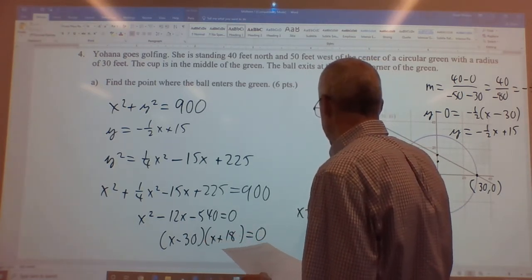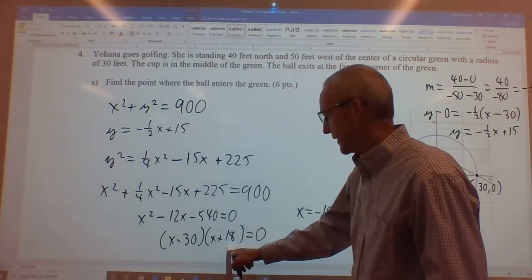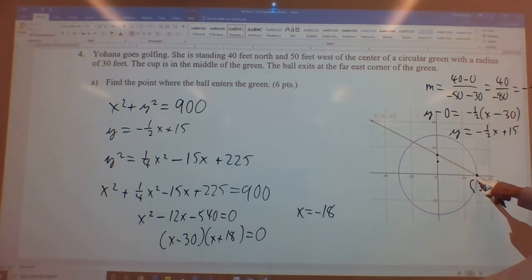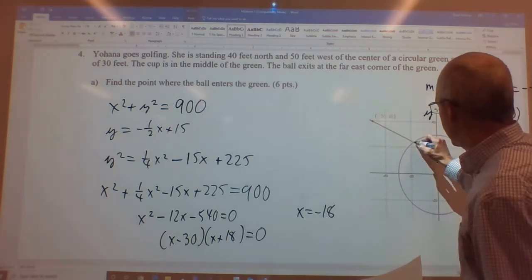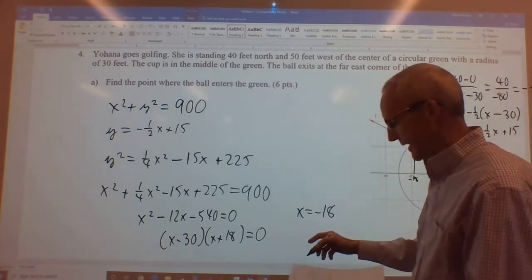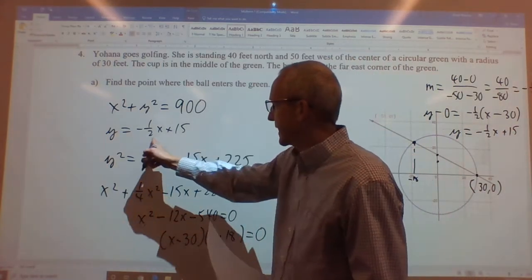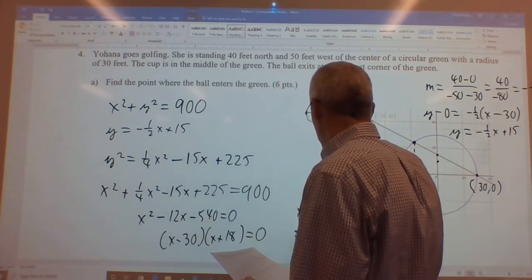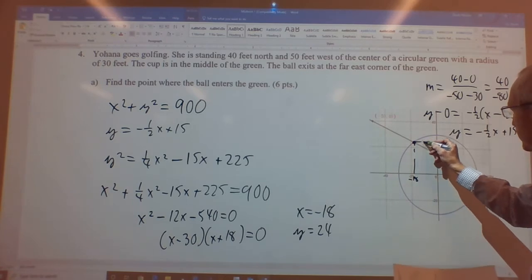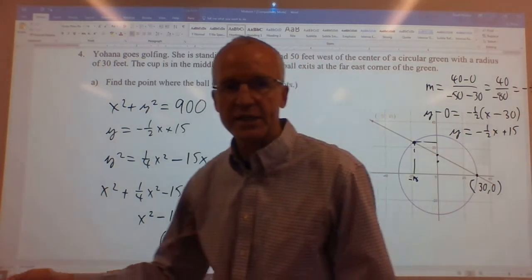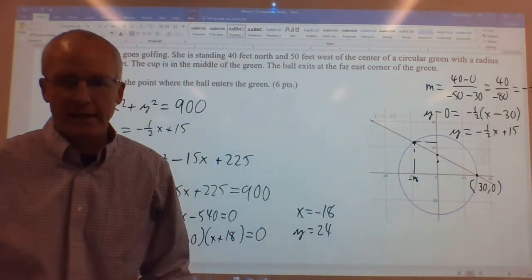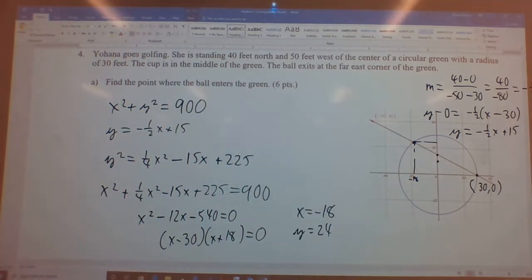So x then is negative 18, right? Negative 18, and the other x is 30. Now we knew this x is 30. We already knew that point. So we're trying to find this point. So negative 18 looks about right. And when x is negative 18, you can find y. Y is negative 1/2 x plus 15. Turns out y is 24. Which again, look at the picture. Yeah, 24 right about there. Yeah, looks about right. Always check that. You can clearly see about where it hits it. You could have guessed about that and known the exact answers.